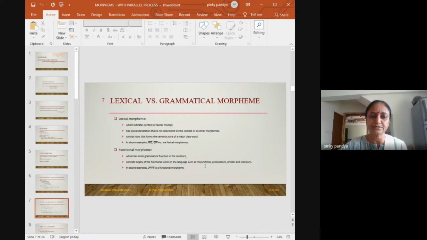Another type of morpheme is lexical versus grammatical morpheme. A lexical morpheme indicates a content or lexical concept, and is not dependent on context. A functional morpheme has some grammatical function, like prepositions, etc.